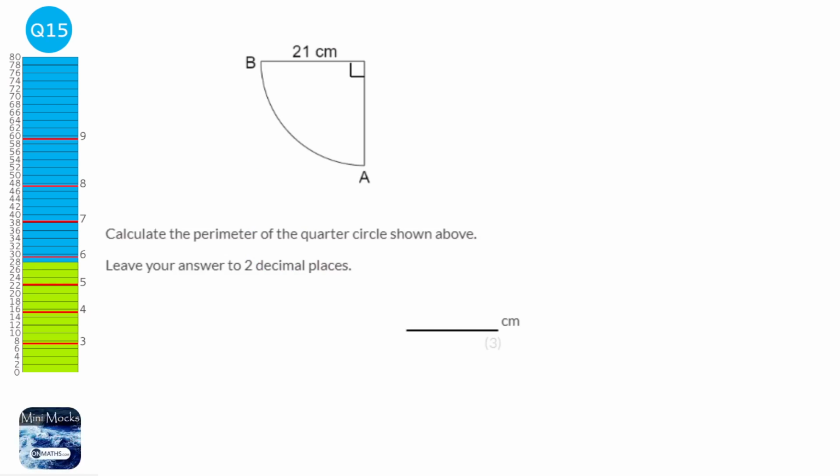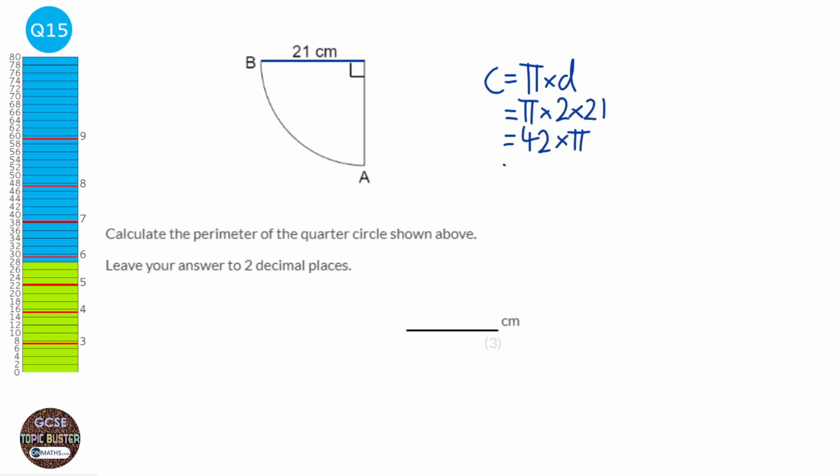The first thing we can do is work out what the circumference of the full circle would be. Obviously we haven't got a full circle here, but what the circumference of the full circle would be had we got a full circle. So that's going to be pi times the diameter. The diameter is twice as big as the radius, and this 21 centimeters here is the radius of a full circle. So that's going to be pi times 2 lots of 21, which is going to be 42 times pi, which is going to be 131.946 blah blah blah.